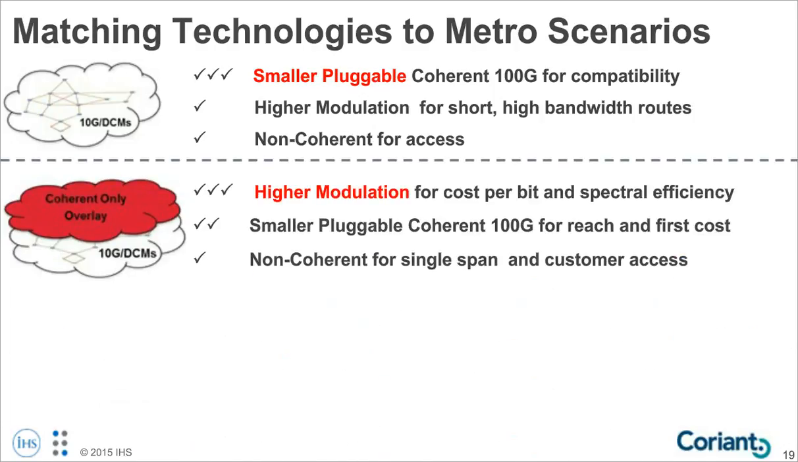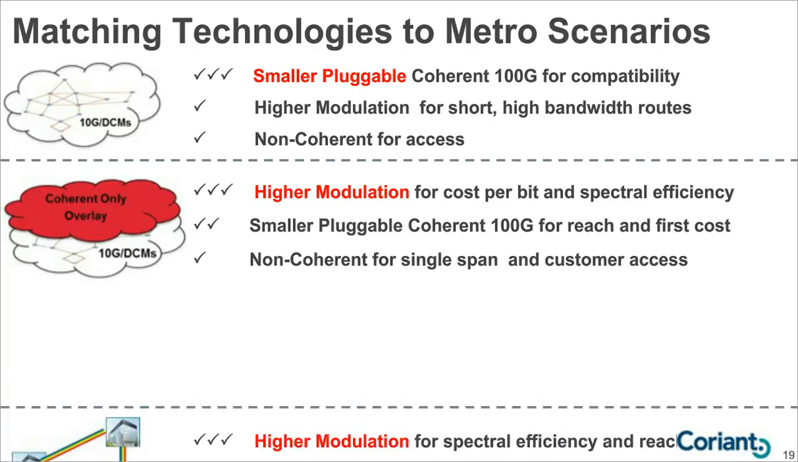Just looking at the second scenario we discussed, which is coherent only overlay, probably the key technology for this segment is the higher modulation, going to 16 QAM to get both cost per bit and spectral efficiency. Probably a secondary role for the smaller pluggable coherent 100 gig if there's requirements for longer reach and to leverage the first cost of the smaller pluggable 100 gig. And then also maybe a niche role for non-coherent for single span and customer access.